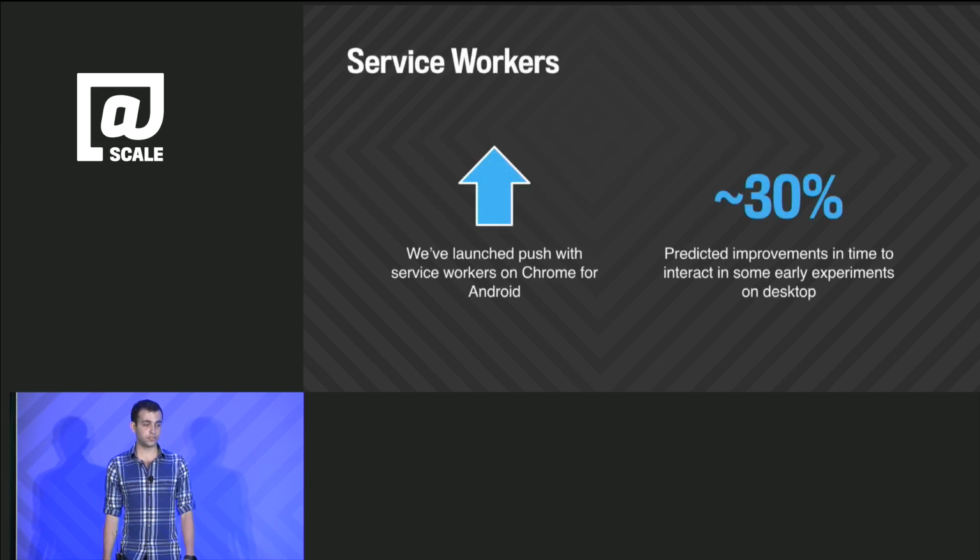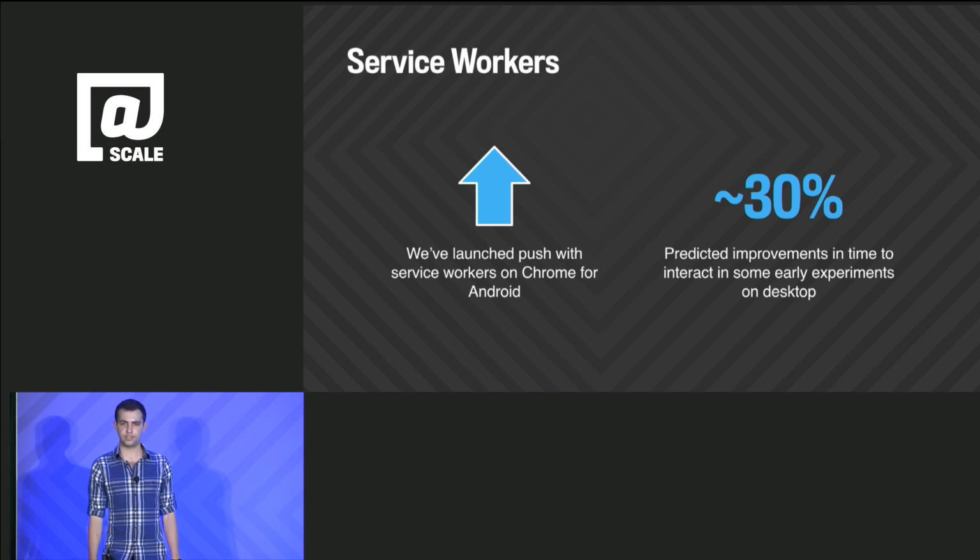So with service workers, we've seen some awesome wins. We've launched Service Worker Push on Chrome for Android, and it's doing very well. And we've also done some initial experiments with using service workers to improve performance on desktop. And we expect that if we were to really do a lot of work here, we could see about a 30% or more improvement in time to interact metrics by using service workers.